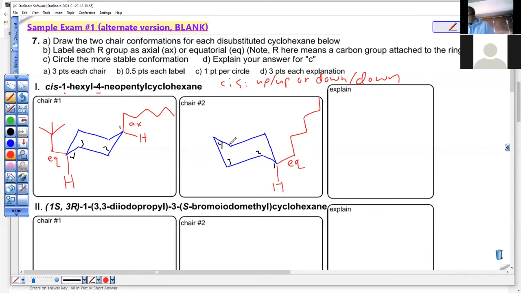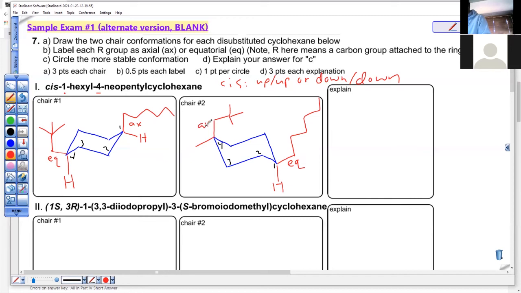Go to carbon 4, put the axial on first. It goes straight up. Equatorial, slightly down. Parallel to 2, 3, and 5, 6. This used to be up. It better still be up. Neopentyl, as promised, is axial.